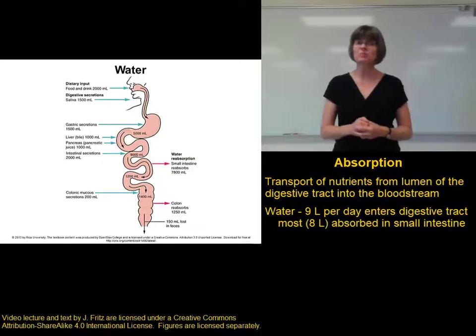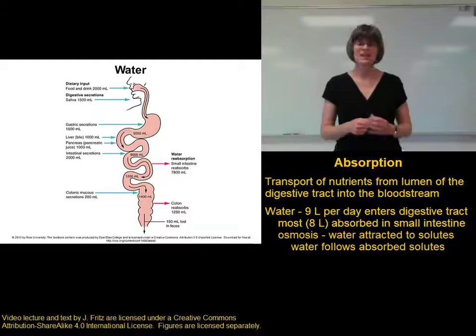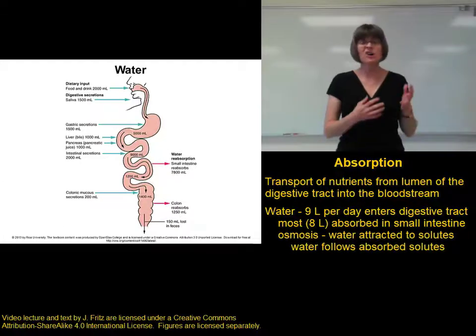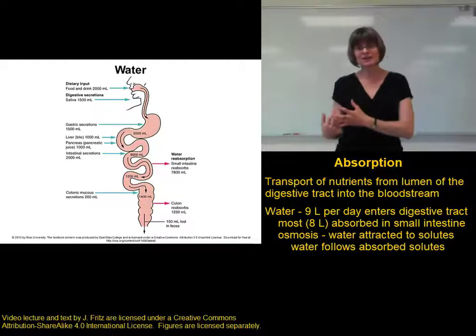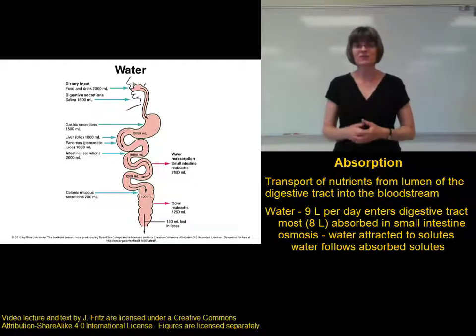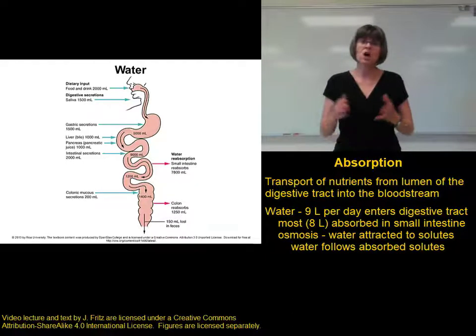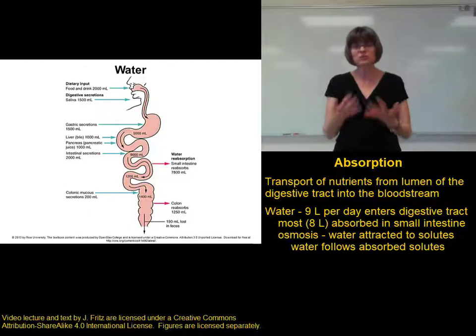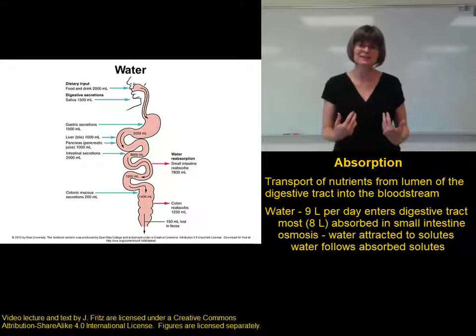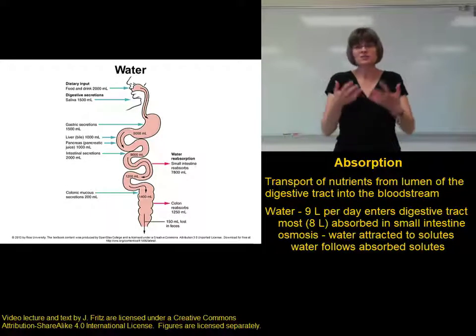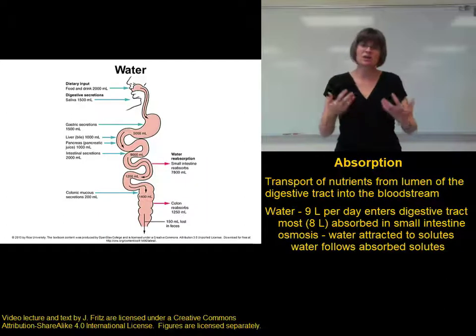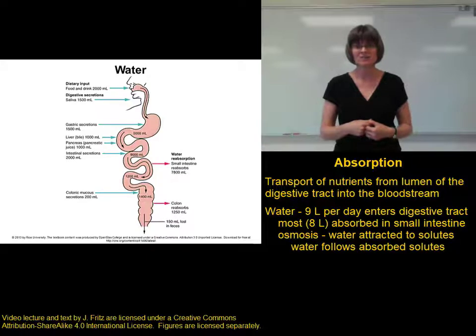And it's absorbed by the process of osmosis. So remember that in osmosis, water is attracted across a membrane to an area of higher solute concentration. Well, as we are absorbing all the nutrients out of the lumen of the small intestine, the water is attracted to those absorbed solutes and is also going to be moving by osmosis into the epithelial cells.